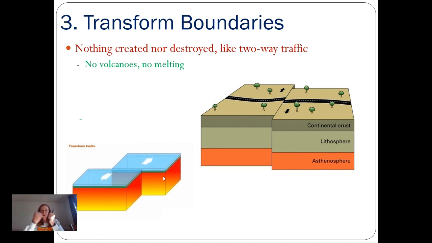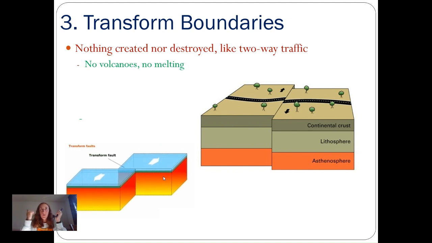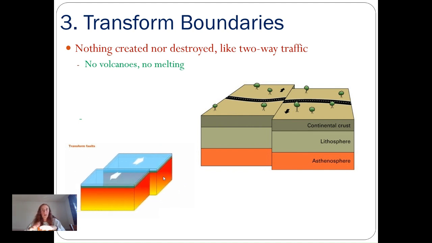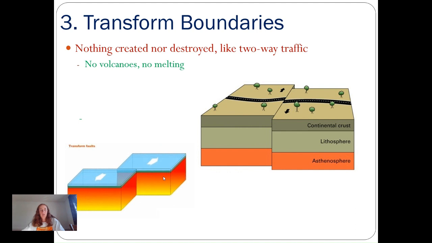So convergent, colliding; divergent, splitting apart. Transform, it's basically they just slide past each other. There's no vertical movement, so it's not either getting pushed up or dropping down. It's all just kind of a two-way traffic sliding past each other.